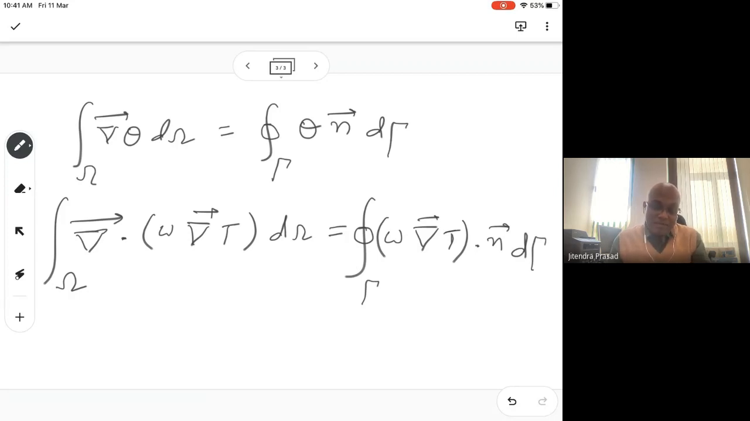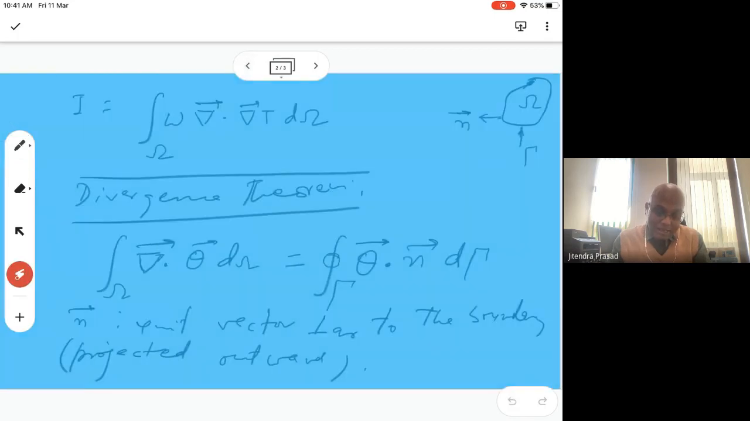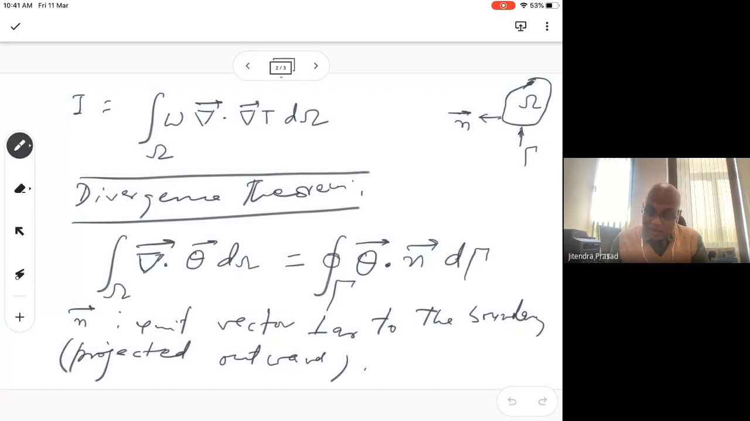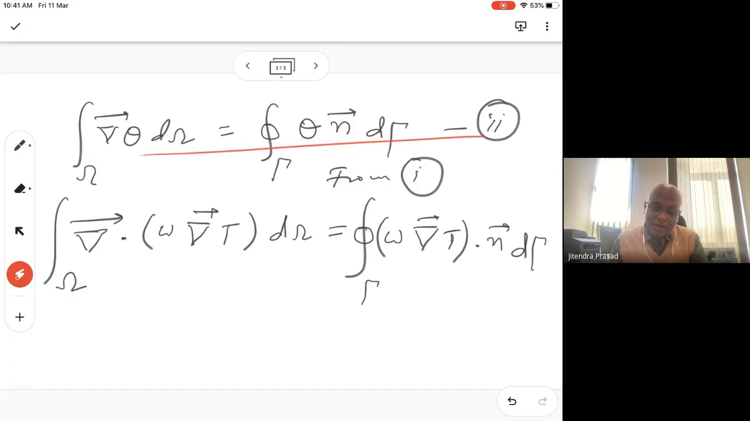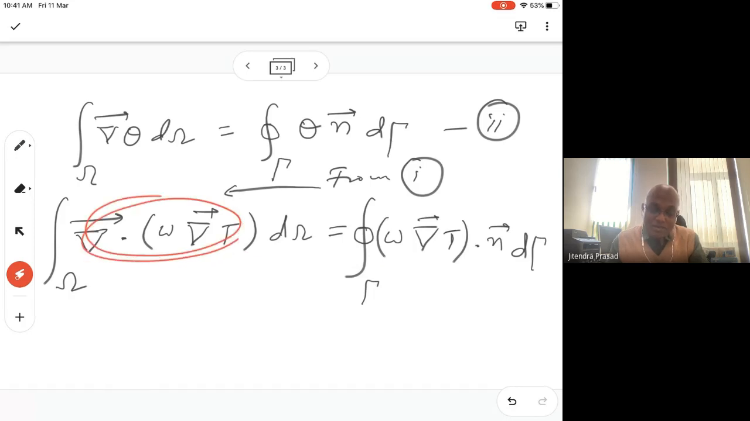So let's call this 1. This is the divergence theorem. From 1 you get this, let's call it 2. This is just another example. Somehow we want to get this, so we can convert it. We have to put that in this form.